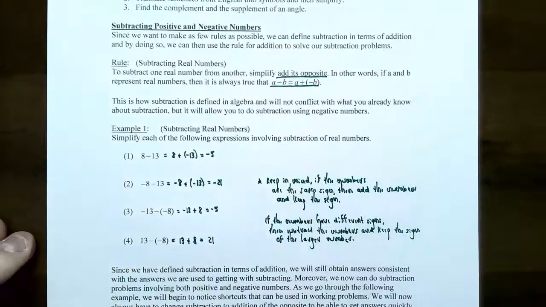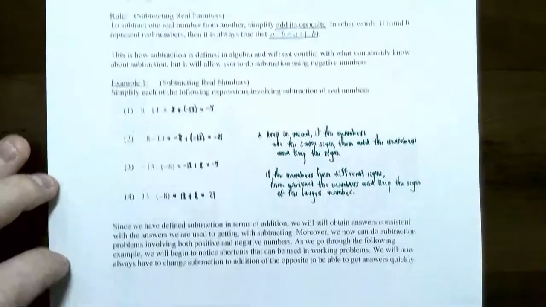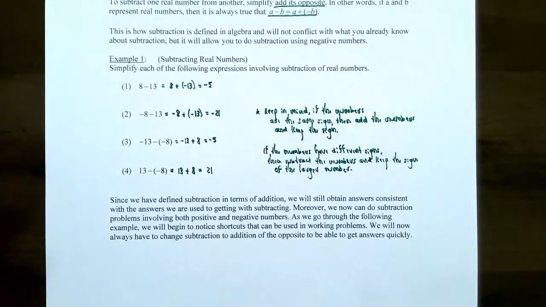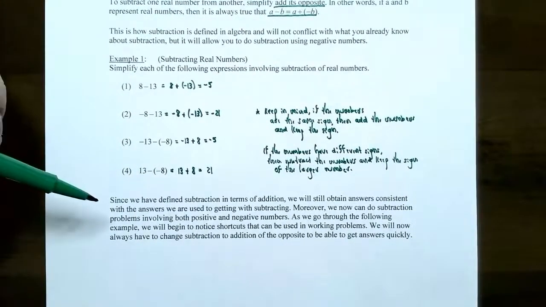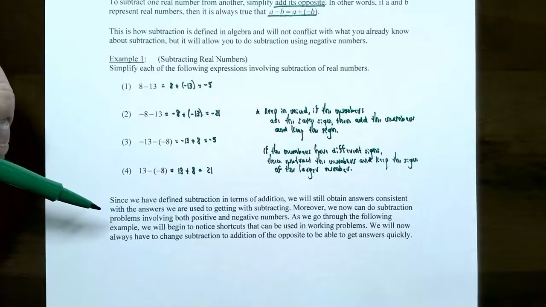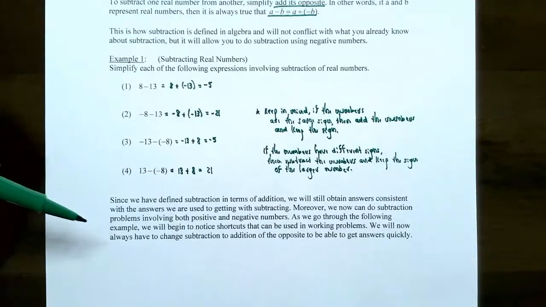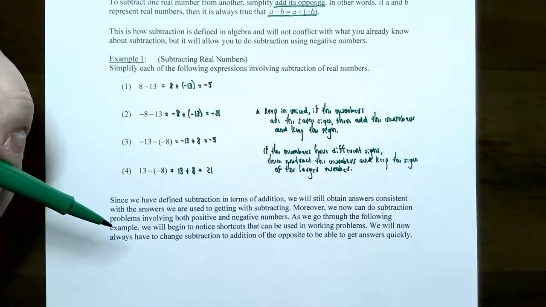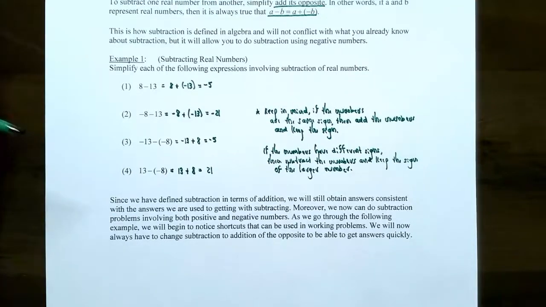So those are exactly the same rules that we learned in the previous section. Okay, and then just like I said earlier, since this entire section is talking about subtraction of real numbers, we can always change subtraction in terms of adding the opposite. So that's what we're going to be doing in this entire section. It's much easier to use the rules that we already know than creating new rules.